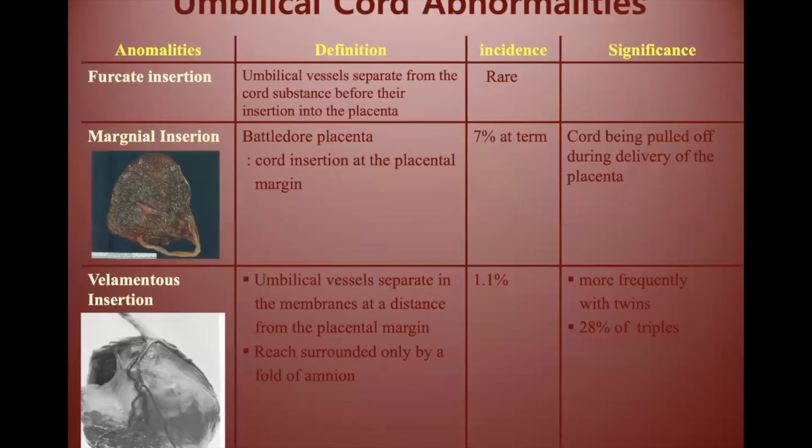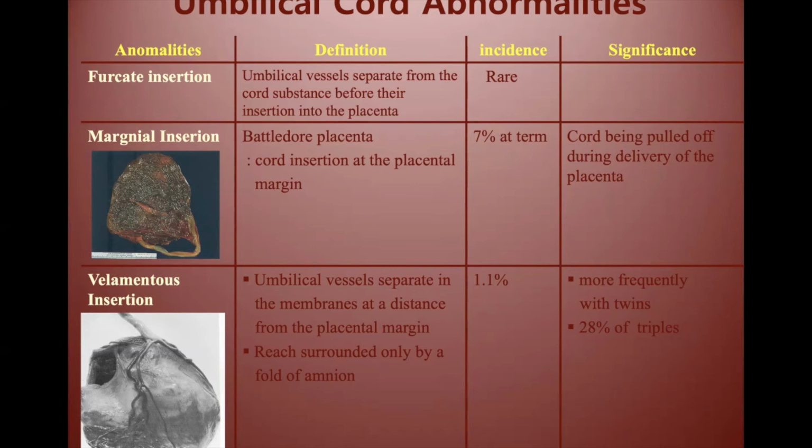Of these, marginal insertion is a common variant, sometimes referred to as a battledore placenta, in which the cord anchors at the placental margin. These are more frequent with multifetal pregnancy, especially those conceived using assisted reproductive technology, and they may be associated with weight discordance. This common insertion variant rarely causes problems, but it occasionally results in the cord being pulled off during delivery of the placenta.